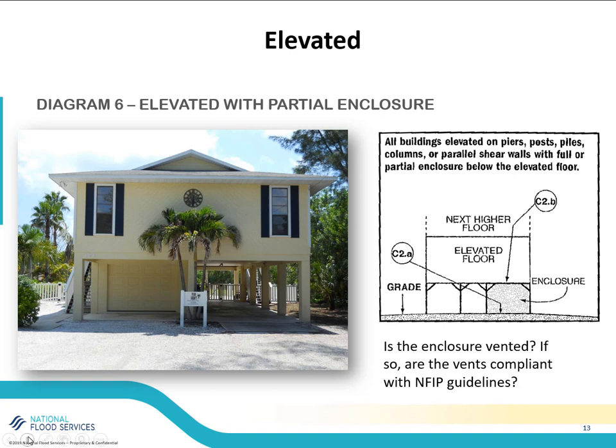For A zones, a structure with a partial enclosure needs to meet the venting criteria that was stated in the previous slide. If the structure we see on our screen meets the venting criteria, the floor used for rating would be C2B, or the top of the next higher floor. If the partial enclosure is not properly vented, the floor used for rating will be the top of the bottom floor, or C2A from the elevation certificate. The particulars regarding V zones will be discussed in just a few minutes.